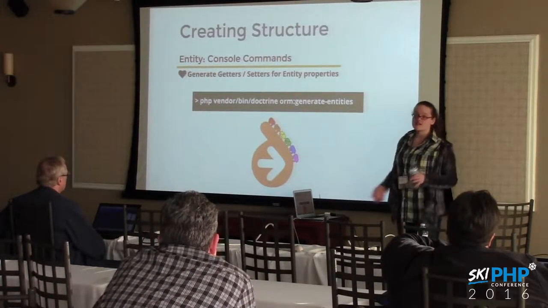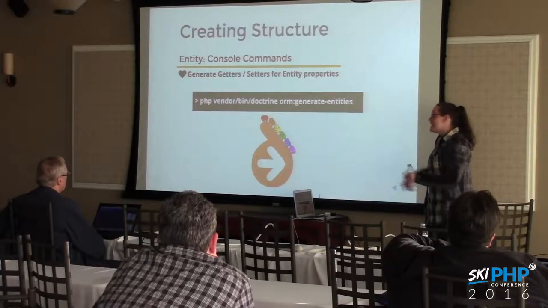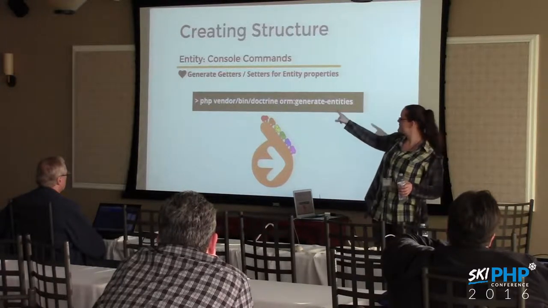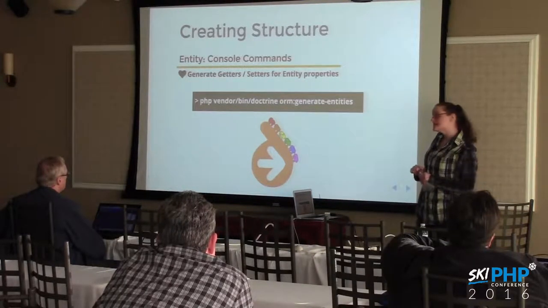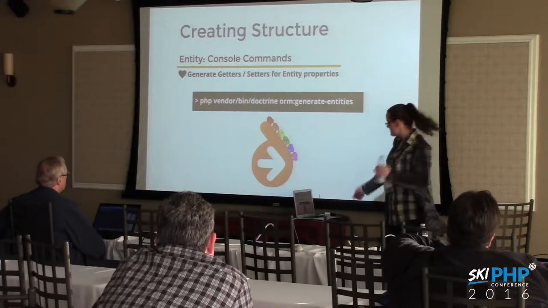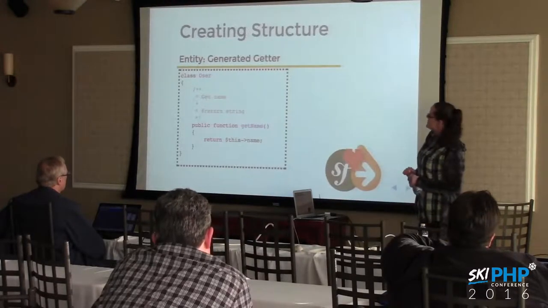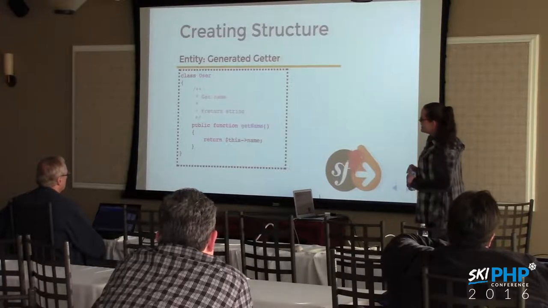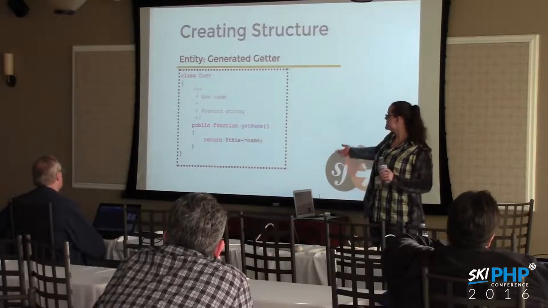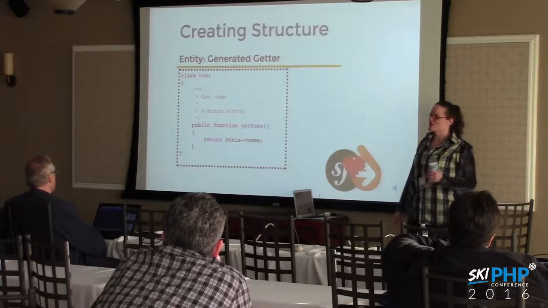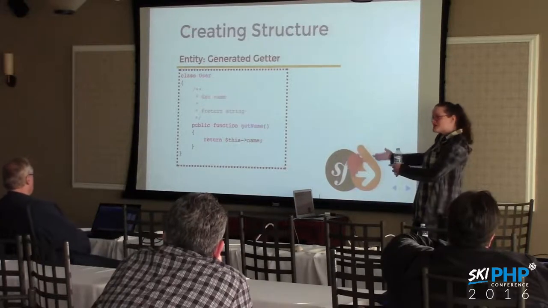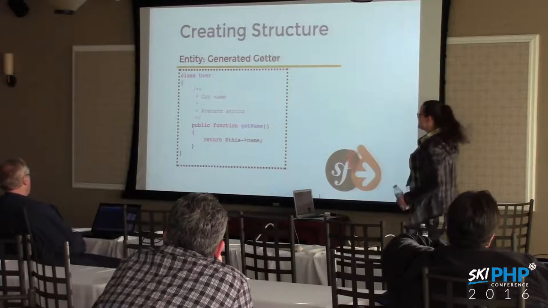And same thing with getters and setters. There's an almost identical command for a standalone install, which is PHP, vendor, bin, Doctrine, ORM, generate entities. Now we have getters and setters. This is what a generated getter looks like. Yay! So we're looking at our class user, and you can see that getName will return this name, just like you would expect, only you didn't have to type it. How awesome is that?